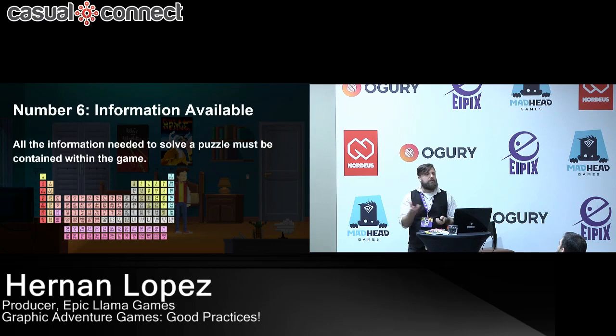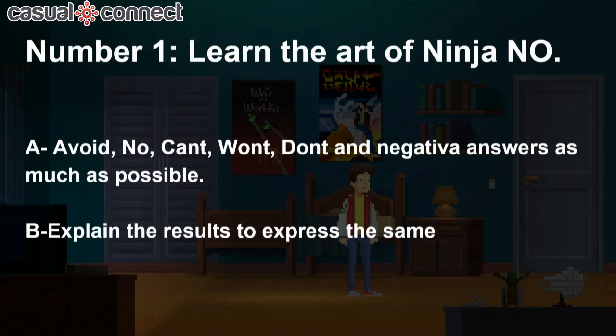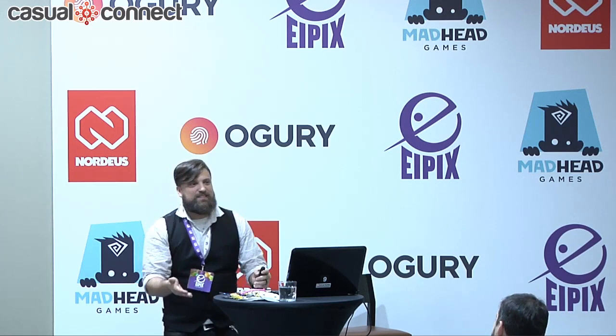About writing, learn the art of saying ninja no. What do I mean by that? In a point and click adventure game, you are going to say no a lot of the time, because the player is going to try to go bananas, grabbing everything and trying to do stuff. So you have to learn how to say no without saying no, because otherwise it's super negative, you know? Because it's, I can't do that, I can't grab that, I'd rather not, I don't like this, I don't like that, I hate this guy. It's every time saying no, no, no, no.